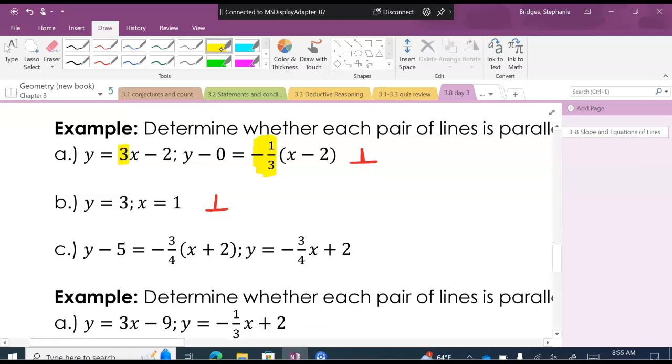All right, for C, what's the slope of the first equation? Y minus 5 equals negative 3/4 times x plus 2. Okay. And then the next equation is y equals negative 3/4 x plus 2. What is that slope? Are they exactly the same? That means these lines are parallel.